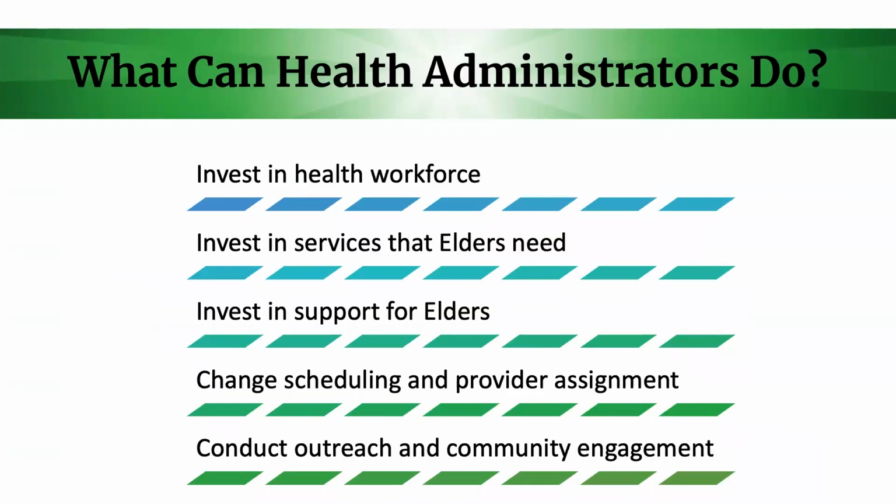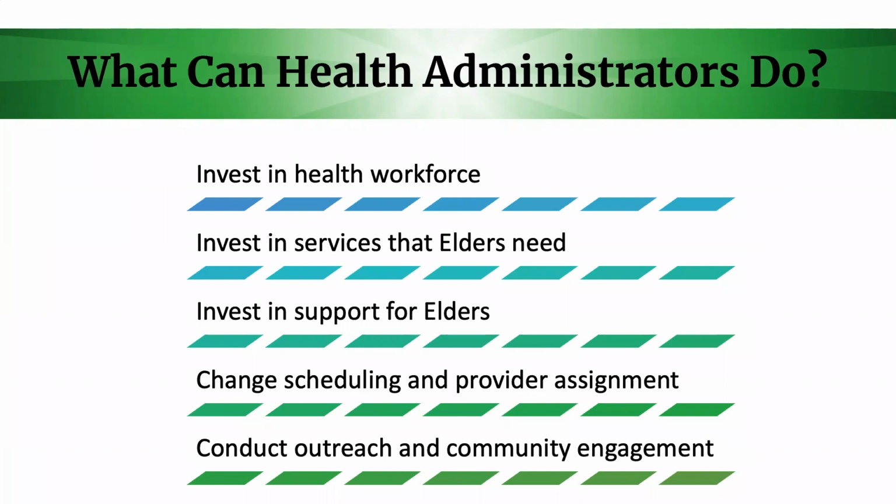In addition to these individual efforts, elders and their families can work with healthcare administrators to advocate for systems change, such as greater investments in workforce and services that elders need, including ancillary services like physical therapy and prevention services. Other important system change centers on support for elders, such as interpretation or staff to answer the phones. And healthcare administrators can advocate for changes to the way that appointments are scheduled and how providers are assigned to minimize waiting and turnover.